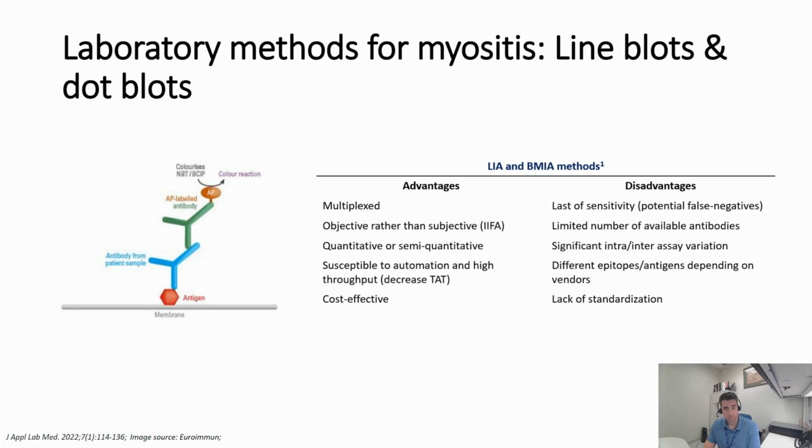Line blots and dot blots can also be used. In this case, we have a membrane with an antigen attached to it. An antibody is added that will bind to that antigen, and then a detection antibody is added, which binds to the capture antibody here in blue, and then some sort of compound is added so that a color reaction can be observed. And there are various advantages and disadvantages to line blots and dot blots broadly.